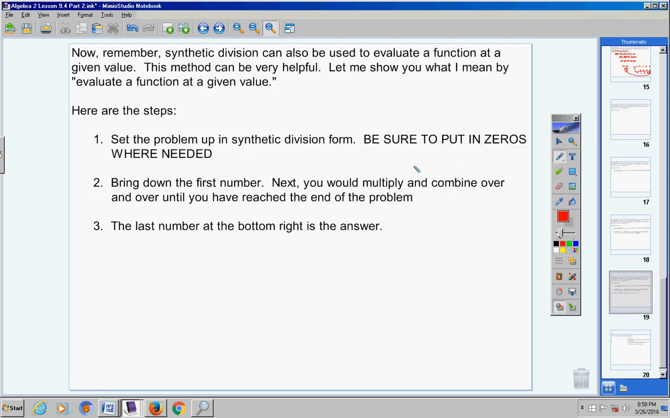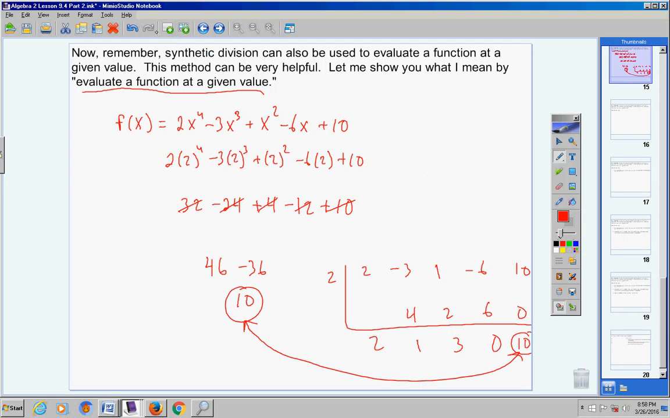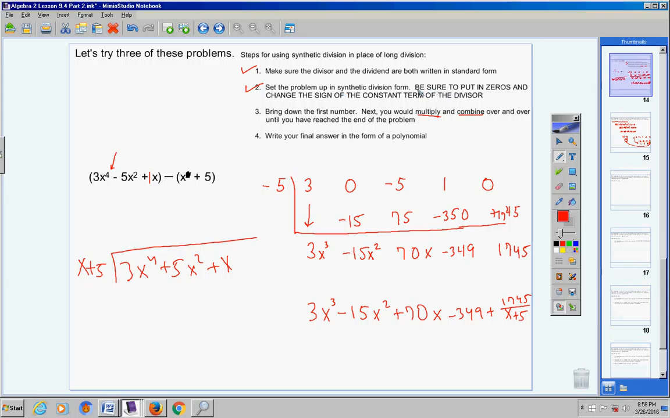Zeros were needed. Stop. Listen. Did you see the difference? When you're using synthetic division for long division, you had to change the sign of the constant term. Remember that? Positive 5 here. What did I put? Remember that?